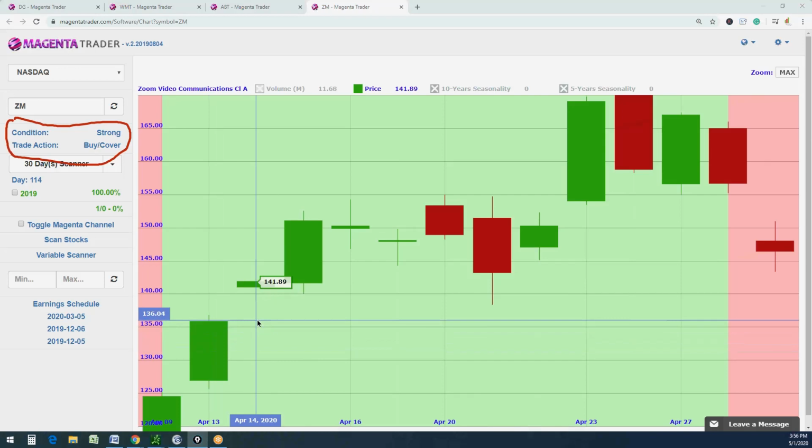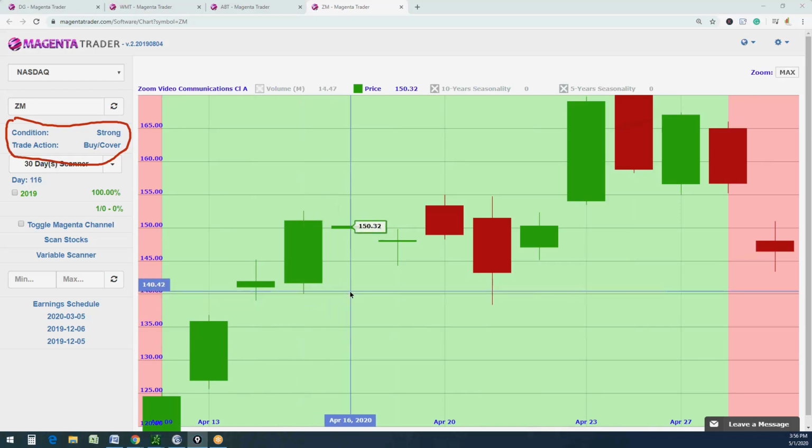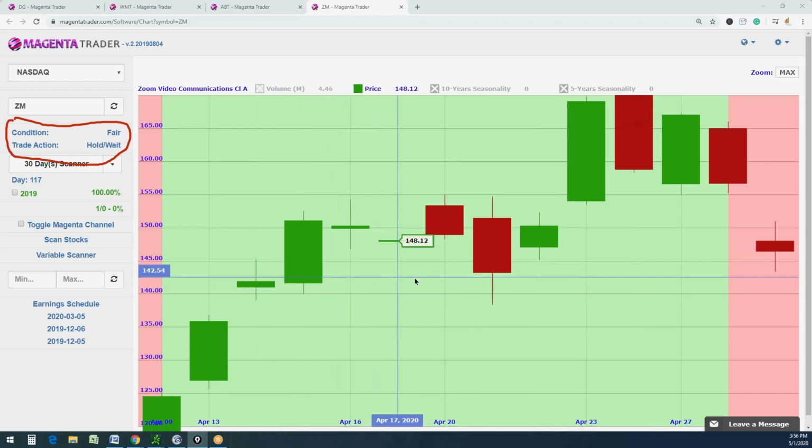The day after that, there was still more buying taking place, and the condition was still strong, meaning that the trend was just beginning. Day after that, there was still more buying taking place, and more buying taking place on the 16th. 5 days into it, then it says, let's hold off on buying now. The strength of the trend is not as strong as it used to be anymore. It's getting weaker. Let's just hold on to what we have.